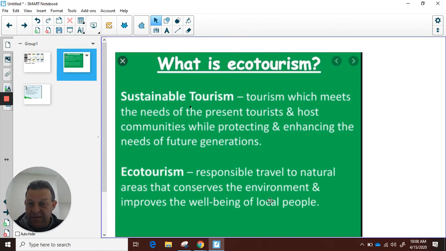Responsible travel to natural areas. In parts of Central Africa, some of the wildlife preserves, they will have ecotourism basically look like this. You can go visit the animals, but you cannot drive cars through. They try to protect against poaching, all of that kind of stuff. All right. So that's ecotourism.